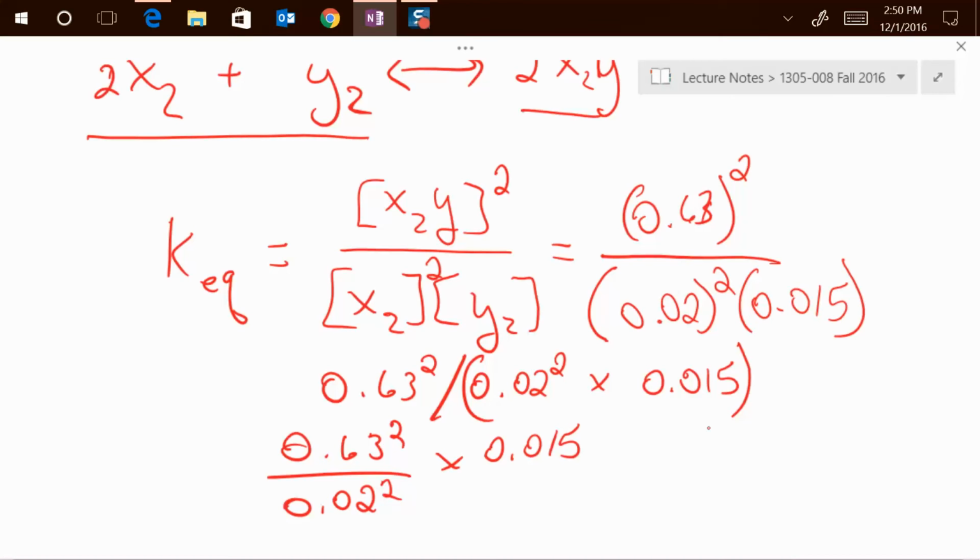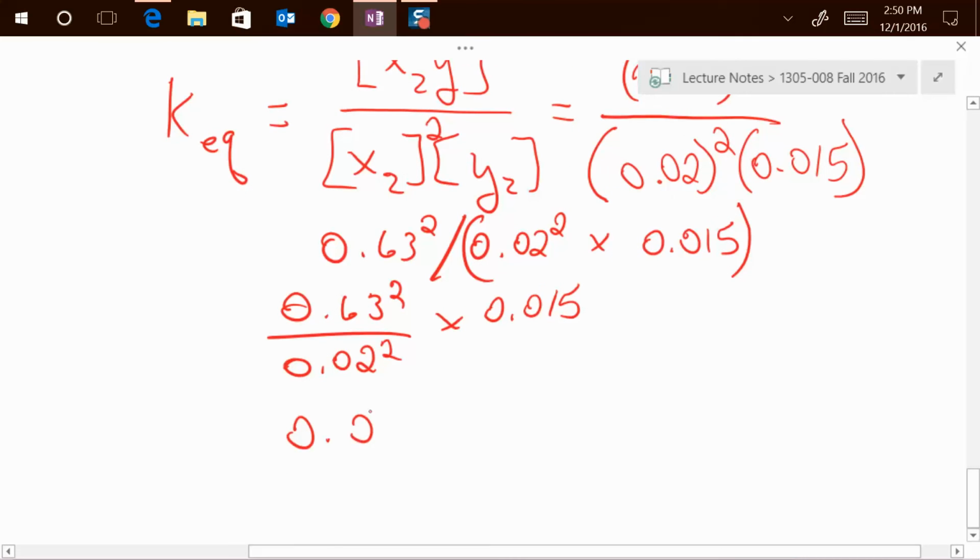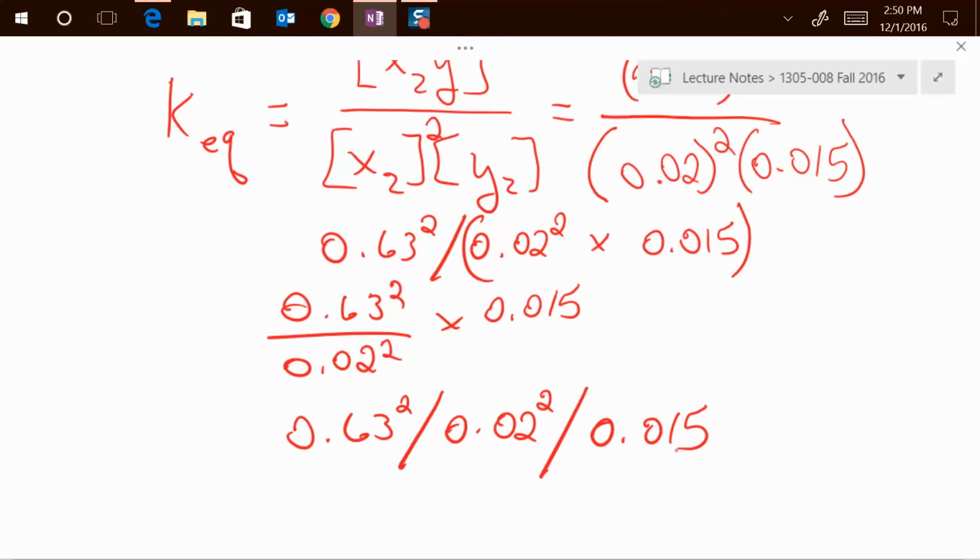So either put that bottom part in parentheses, or you can enter it like this: 0.63 squared divided by 0.02 squared divided by 0.015. Then it understands that I'm dividing by this, and I'm dividing this whole term, after I calculate it, by this as well. So this will give you the correct answer, and this will give you the correct answer, but this will not. So, what is the correct answer for this?